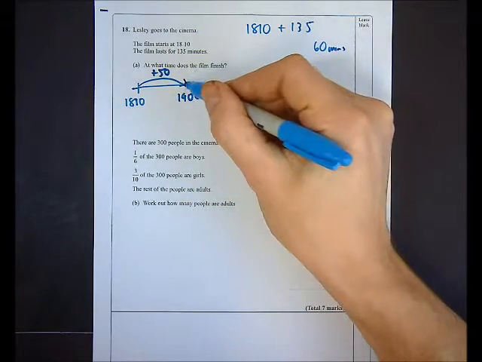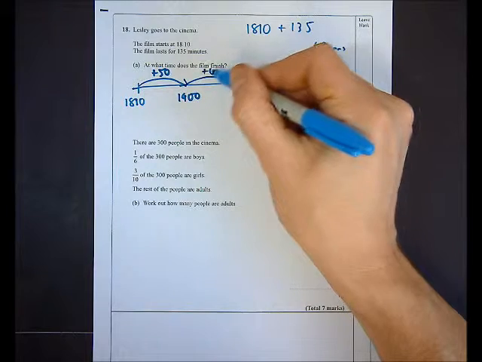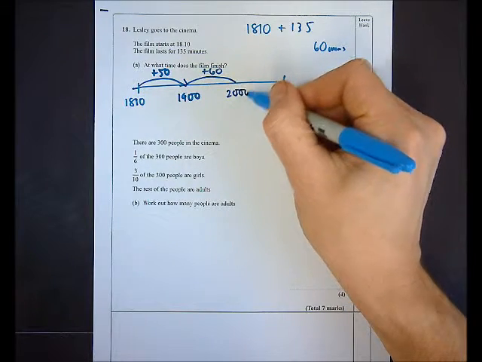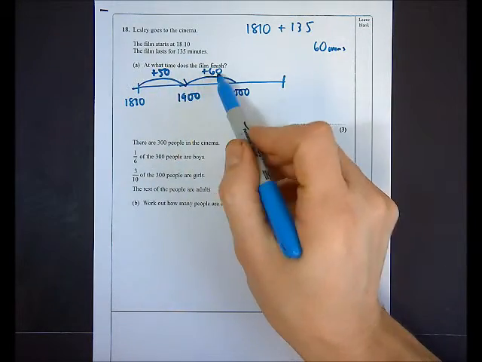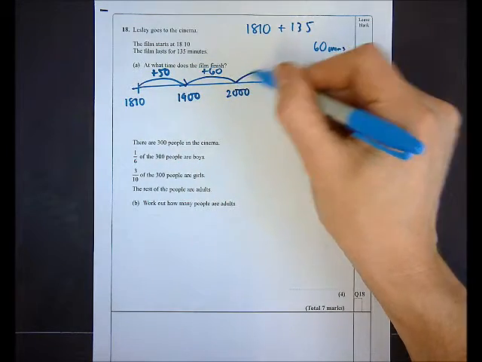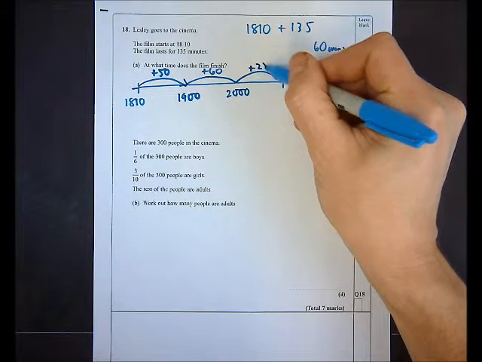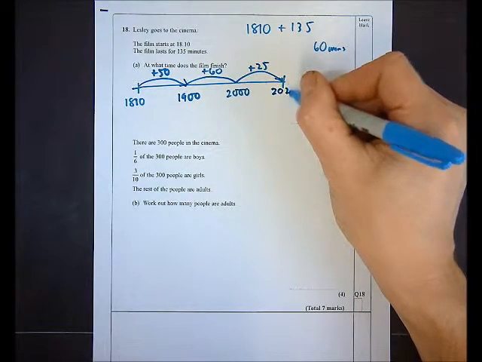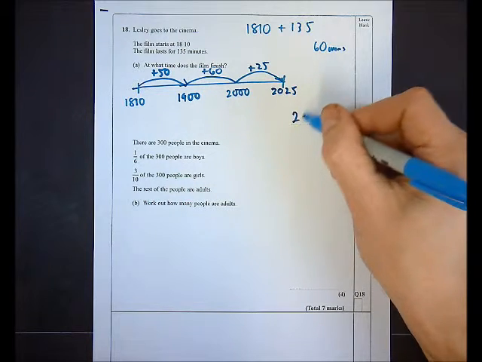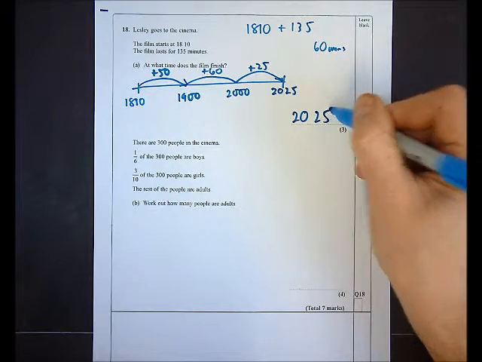Okay, if I add on another 60 minutes, that would take me to 2000 hours. And so far I've added on 110. Well, I've got another 25 left to add on. That was the original 135, so that would be 2025. So the film finishes at 2025.